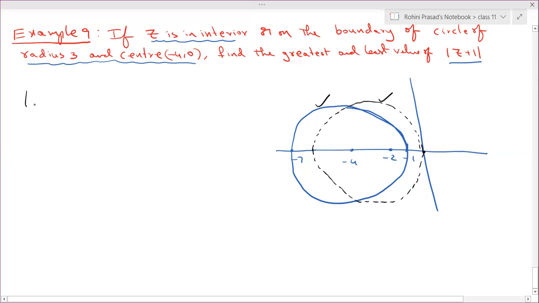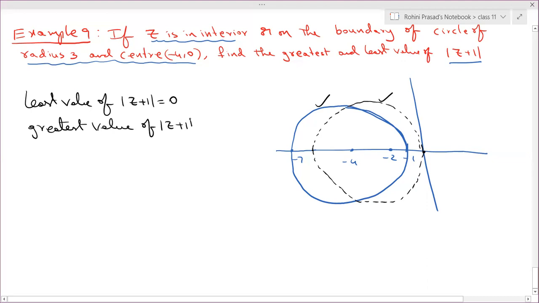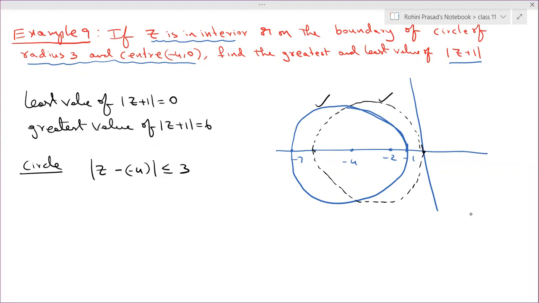The least value of mod z plus 1 equals 0 and the greatest value of mod z plus 1 is 6. You can clearly see that the greatest value is the diameter of the circle. This is the general form of the circle: mod z minus the center, the distance from z to the center, is less than or equal to the radius 3. That's the disk actually. Disk in the sense circle along with the interior of the circle.